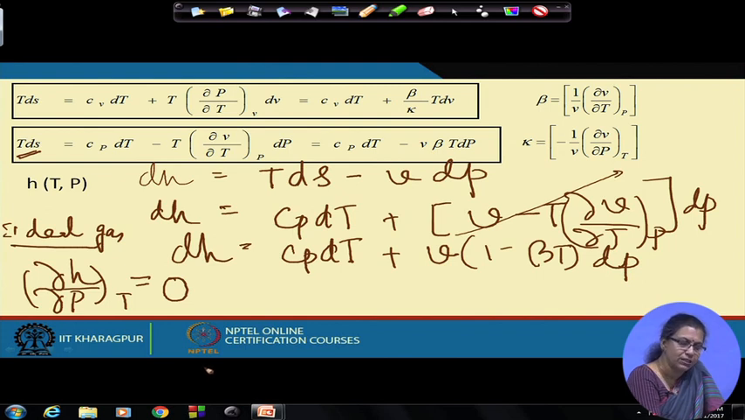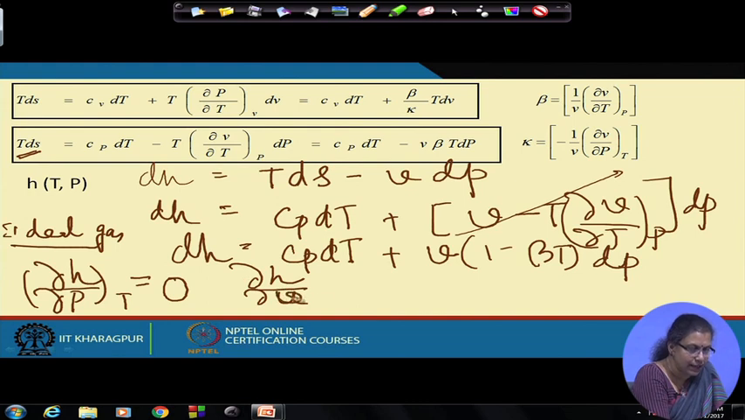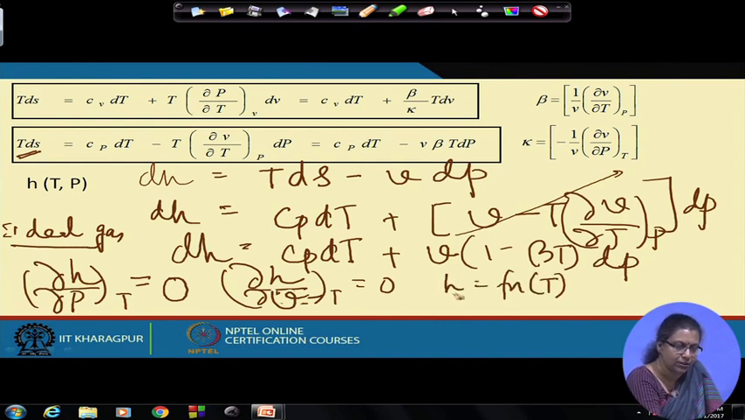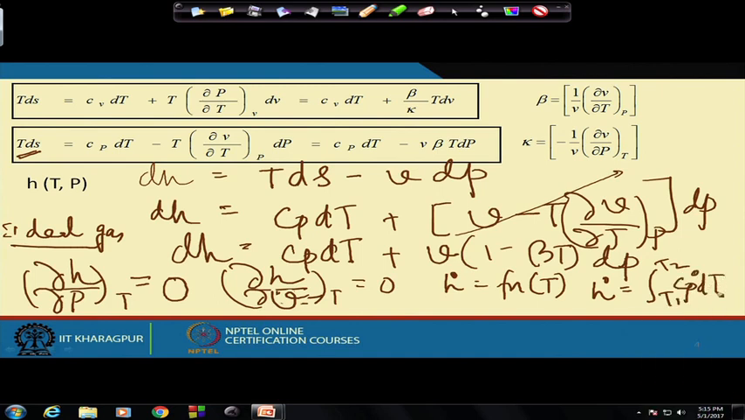Just the way we had proceeded for internal energy, we can show in this case that del H del V at constant T will also be equal to 0. So for an ideal gas, what do we know? H is a function of temperature only. We denote ideal gases with a subscript 0. So from here we can write H0 is nothing but the integral from T1 to T2 of Cp0 dT.